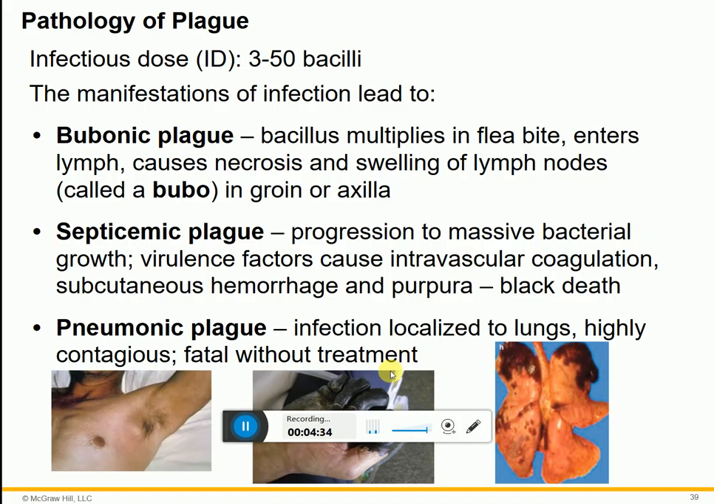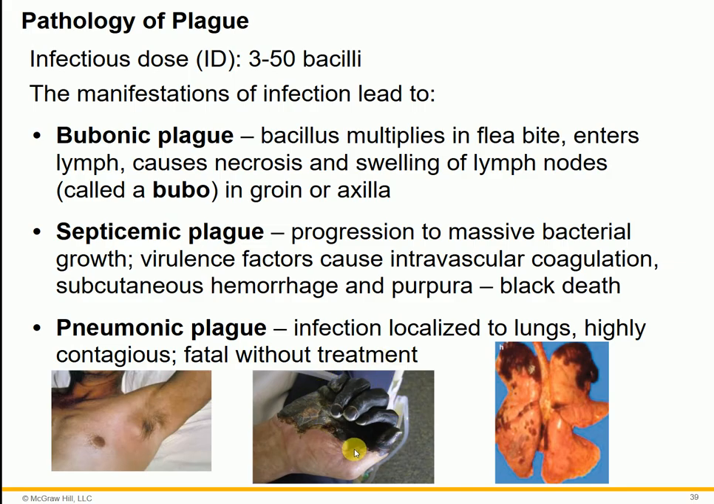It could also lead to a systemic plague where, due to the coagulase enzyme, there are several blood clots. And you can see that it eventually can lead to subcutaneous bleeding. It can lead to gangrene, and that is why it is nicknamed the Black Death. And it can also lead to the pneumonic plague, where the lungs are involved. Again, this is highly contagious and it is fatal without treatment.